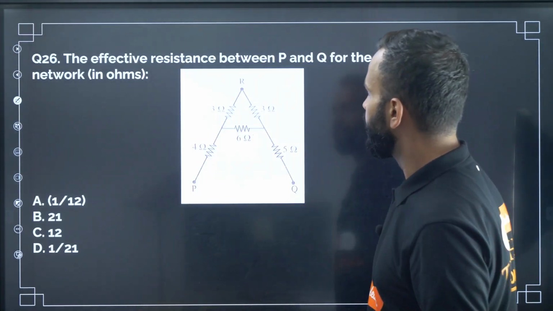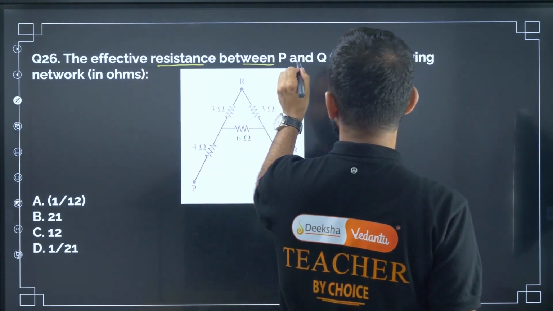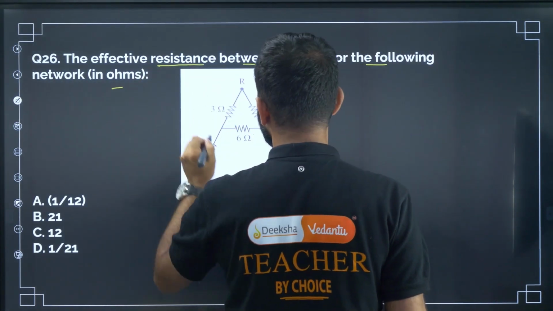Next question, question number 26. The effective resistance between P and Q for the following network.